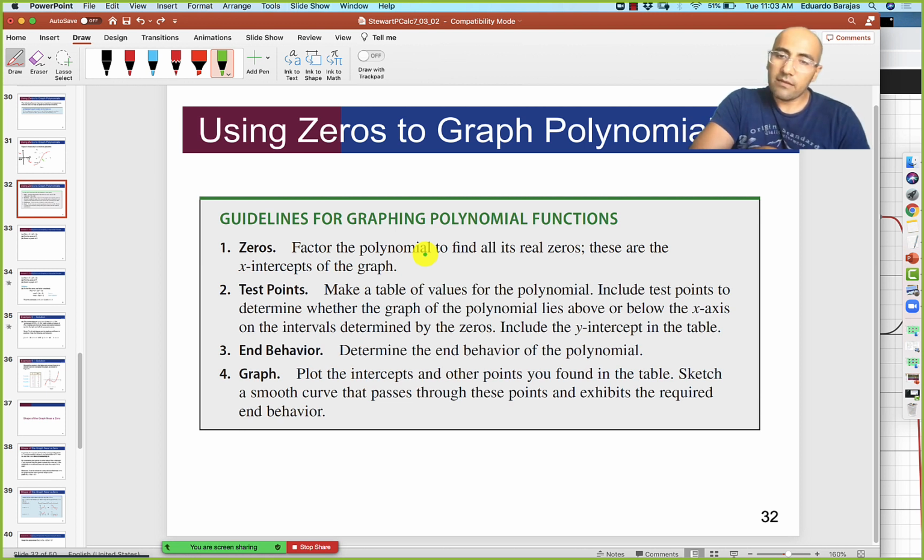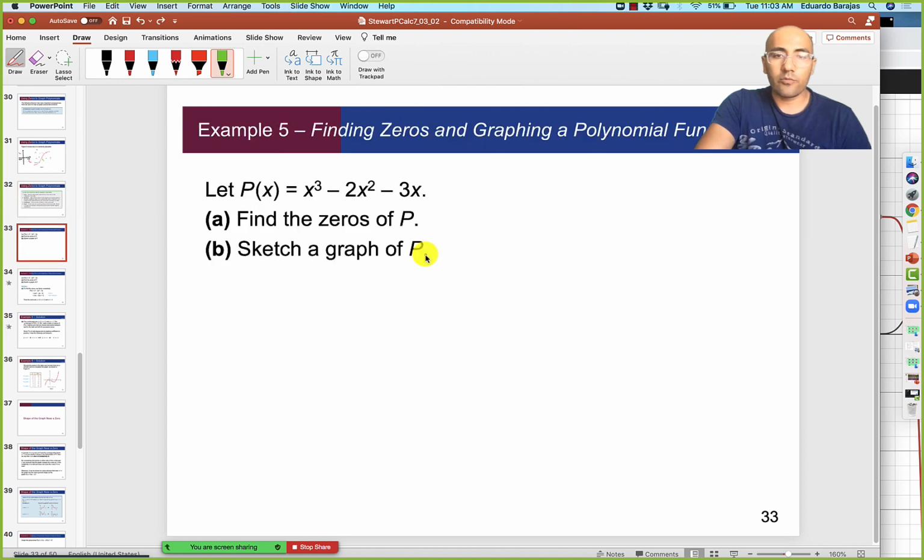Next, you look at the end behavior by looking at the leading term of the polynomial. That'll tell you the end behavior. And from all those things, you can begin to put together a pretty rough sketch of what the polynomial will look like. Okay. So here, for example, the first thing we want to do is factor this guy.